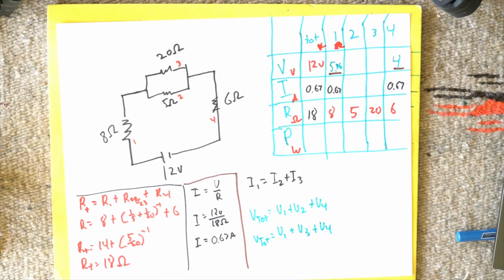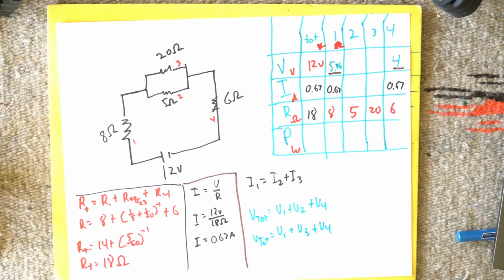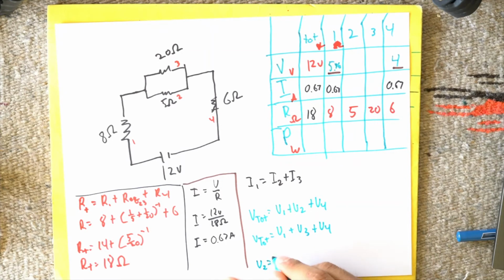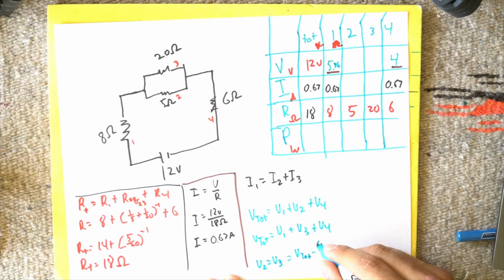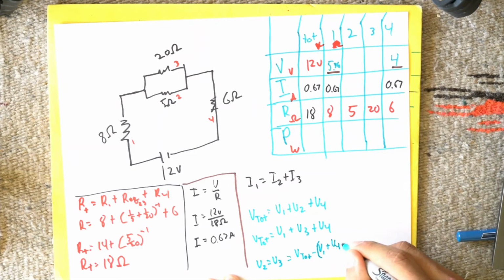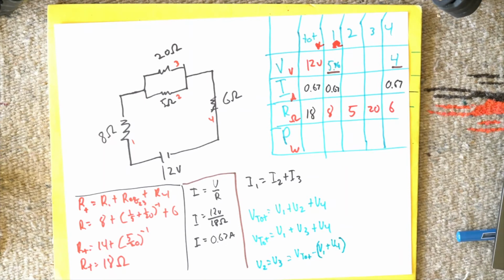So I know what my total is. It's 12. And I know that this one is 5.36. And I know that this is 4. So 3 has to be the difference. So in this situation, you should know that V2 is equal to V3. Okay, remember that. They are identical, which is equal to V total minus V1, and then I guess I could put this in parentheses, plus V4. Remember, it's got to be the sum of this and this, and then subtracting from the total.